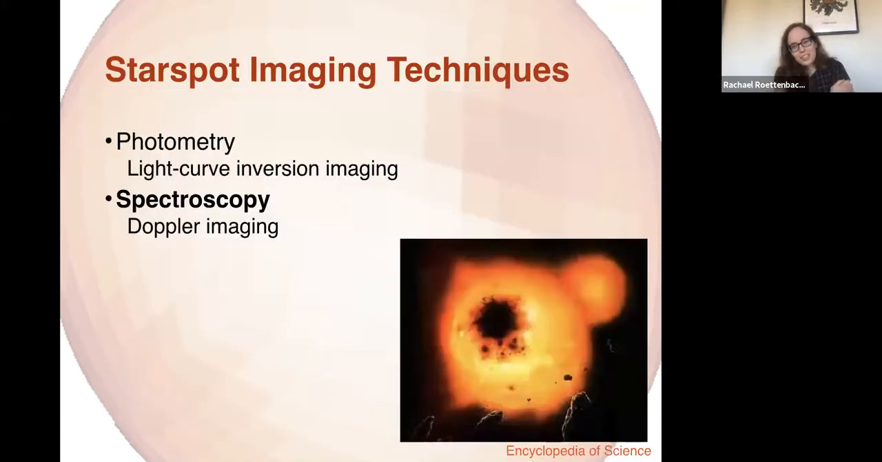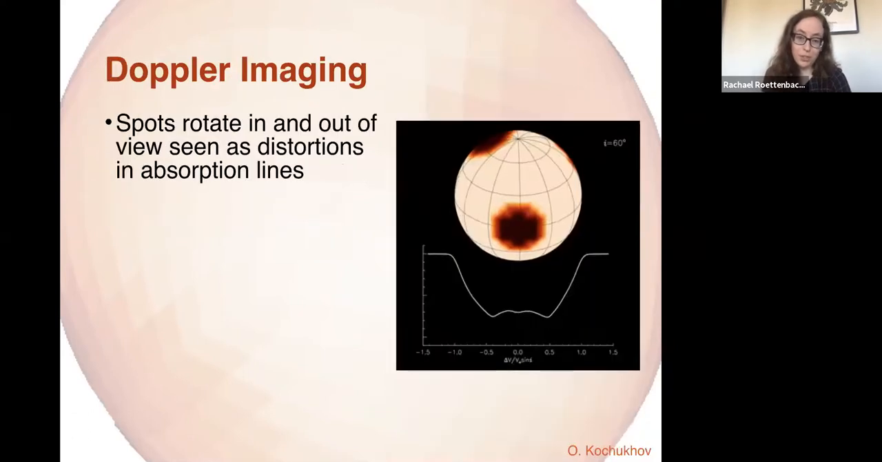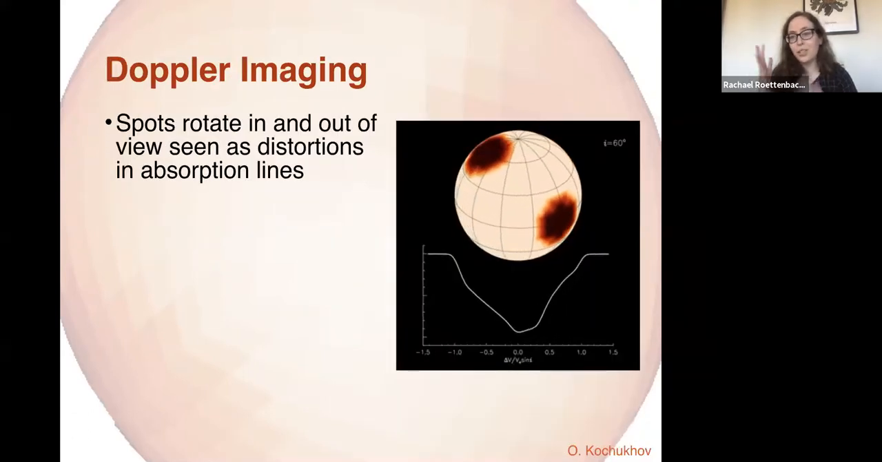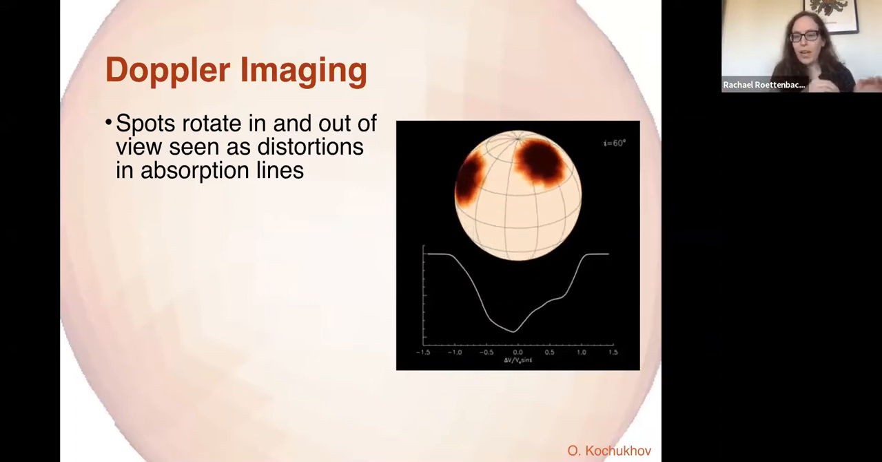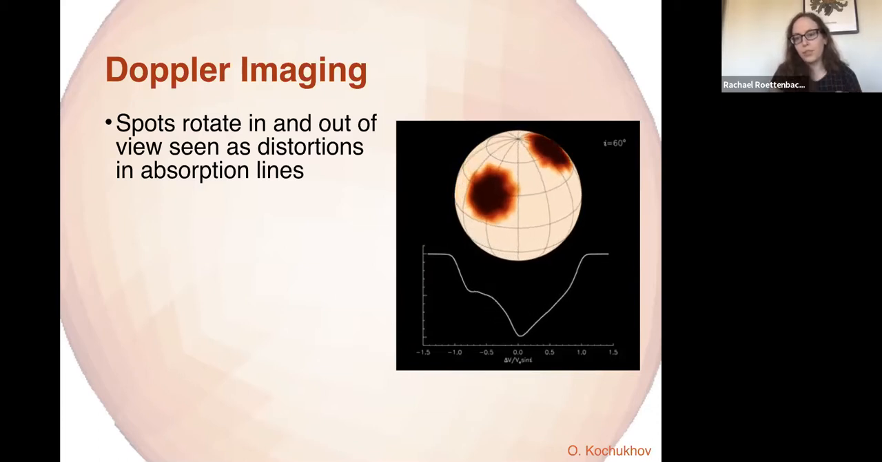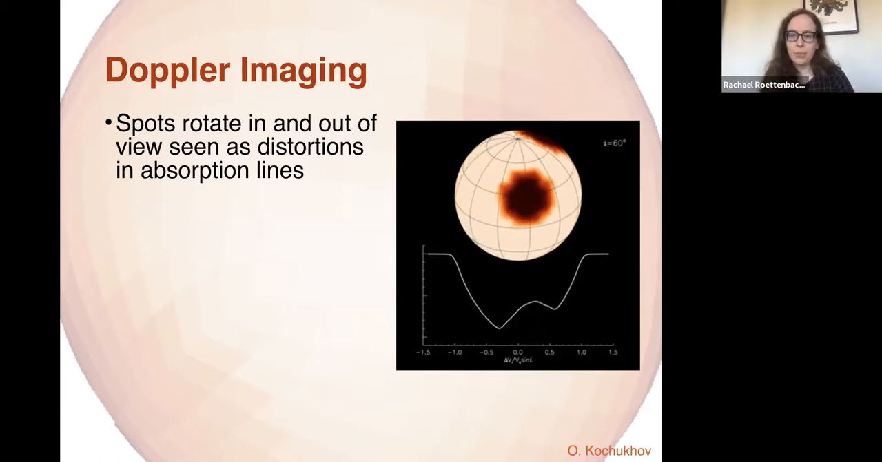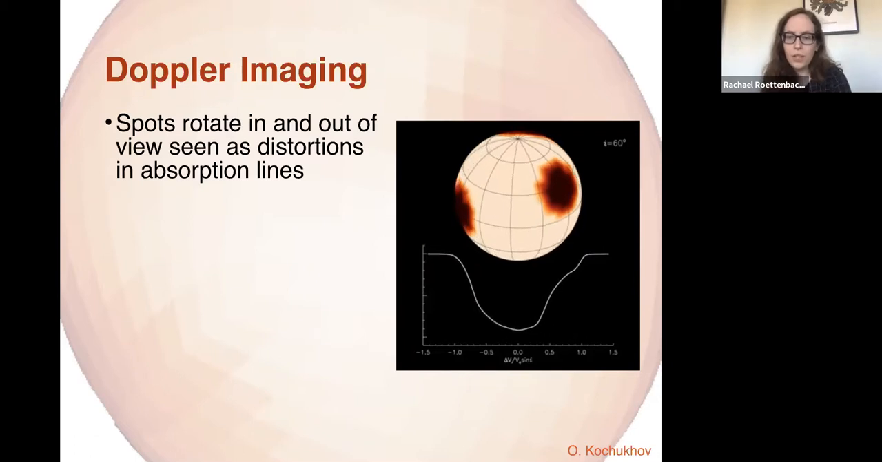Another imaging technique that I use is Doppler imaging. It uses spectroscopy, and the idea is that you look at the absorption line and you see how the spot moves through it. This is the same thing that we saw earlier in the little cartoon from Raphael Haywood, with the line being sort of filled in a little bit as the spot was rotating in and out of view. Here's a nice movie of it.